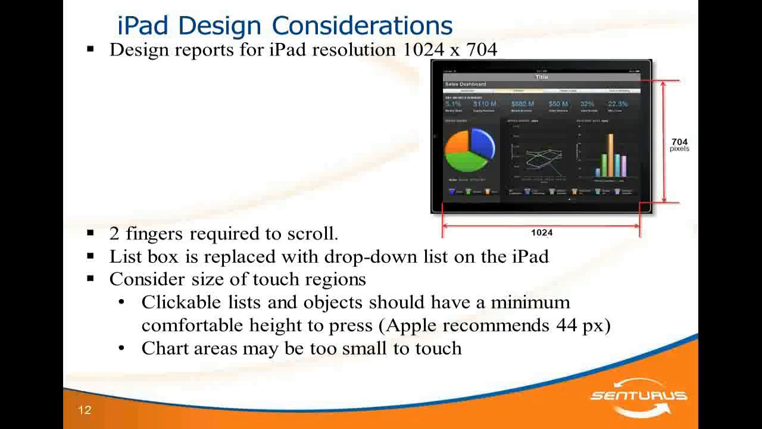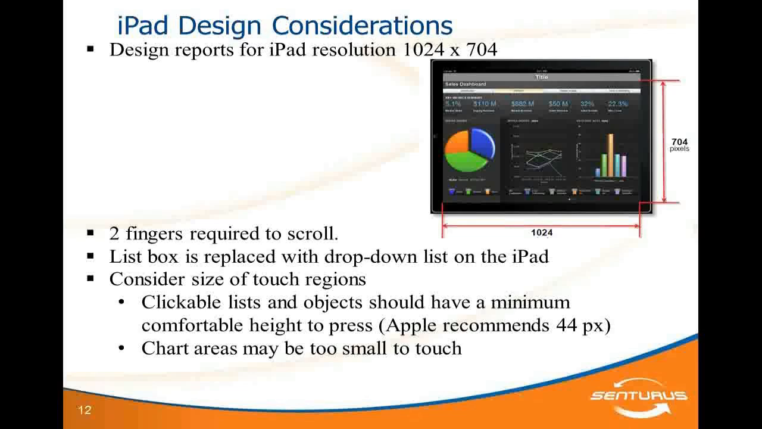And then most importantly, you want to consider the size of the touchable regions of your different objects that you can interact with. You might have objects like tables or lists or graphs, and it's important that you understand what kind of a height size you want to set for some of these objects. Apple recommends 44 pixel height for some of these objects that you're going to be interacting with. For example, if you have a table or a list, you want to keep a row height of about 44 pixels at a minimum.